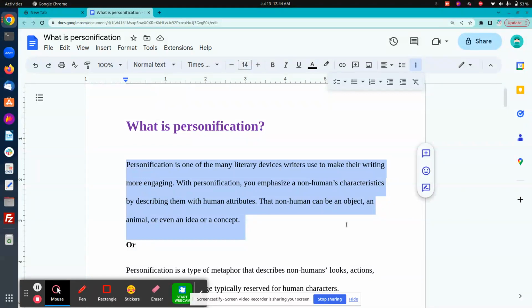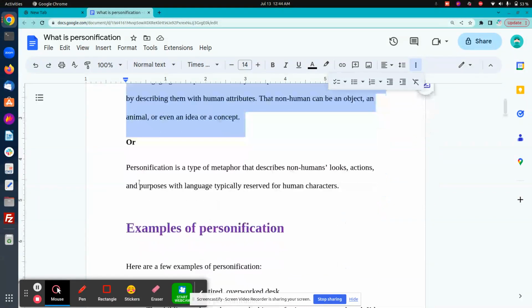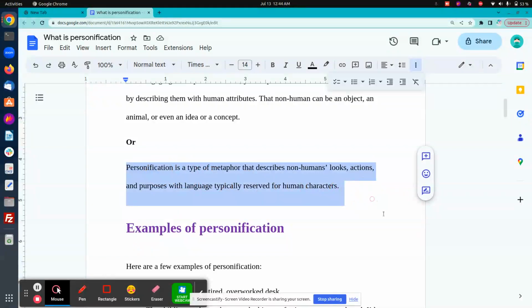We're going to have a lot of examples coming on the way, so that we'll better understand what personification is exactly and where we use it. All right, we have another definition over here, which is personification is a type of metaphor that describes non-humans' looks, actions, and purposes with language typically reserved for human characteristics. The things that are reserved solely for human beings, for example being tired, smiling, dancing.